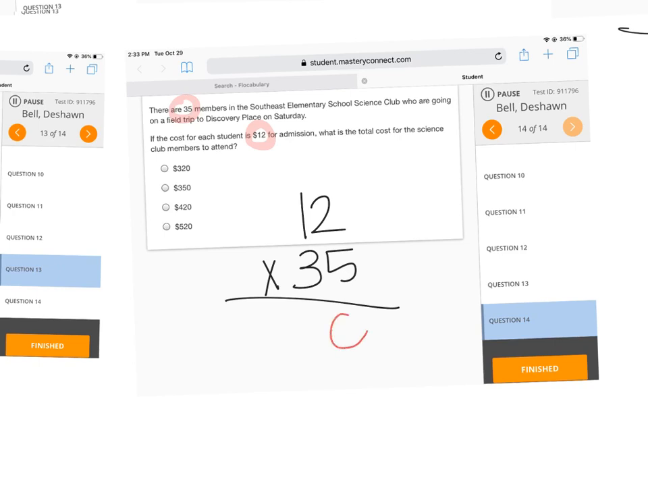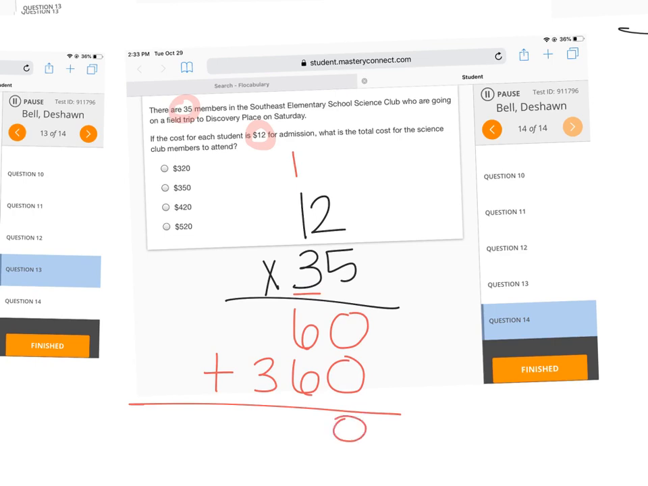5 times 2 is 10. Write down a 0, carry my 1. 5 times 1 is 5, plus 1 is 6. When I move to the tens place, I add a 0. 3 times 2 is 6. 3 times 1 is 3. Then I need to add these partial products. My total is 420.